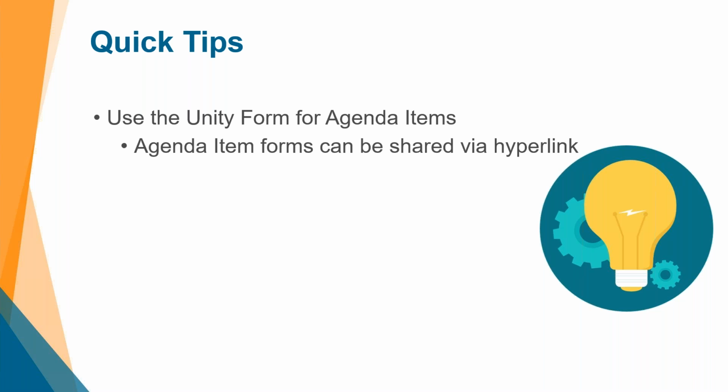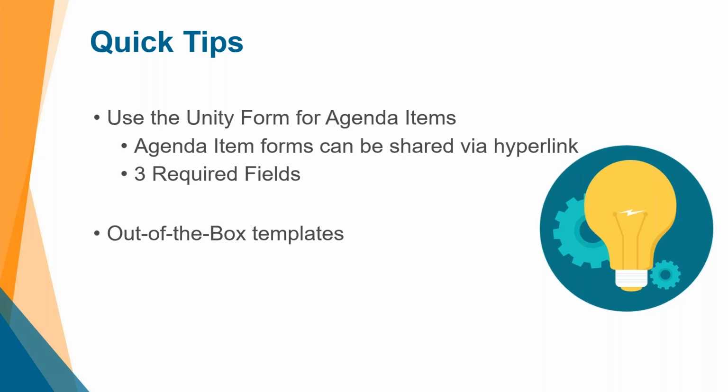Remember that agenda item forms can be shared via hyperlink and displayed via a web browser. So submitters do not need to have the OnBase client installed in order to open and submit the form. If it's your first time configuring a Unity form as an agenda item, there are 3 fields that must be configured on the form, otherwise you get some errors thrown at you. That is the meeting type, the agenda item type, and the agenda item title. We'll visit these in the demo.